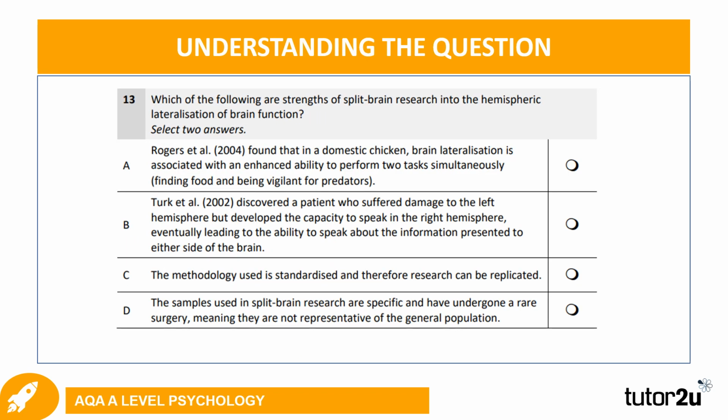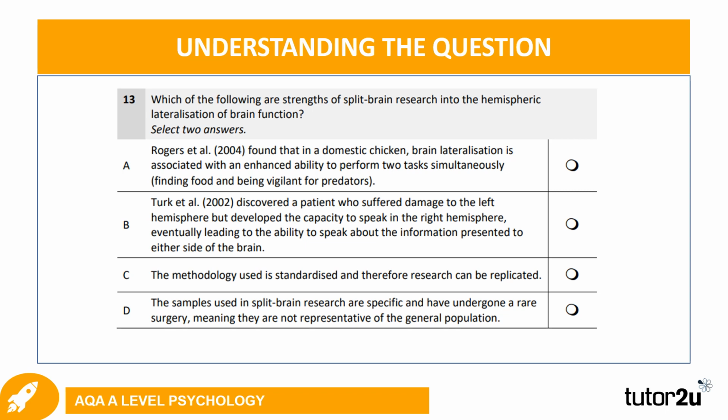Question number 13 now. Again, another two answer one. Which of the following are strengths of split brain research into the hemispheric lateralization of brain function? Is it A, Rogers et al. 2004, who found that in a domestic chicken, brain lateralization is associated with an enhanced ability to perform two tasks simultaneously, finding food and being vigilant for predators? Was it B, research by Turk et al. 2002, who discovered a patient who suffered damage to the left hemisphere but developed the capacity to speak in the right hemisphere, eventually leading to the ability to speak about the information presented to either side of the brain?